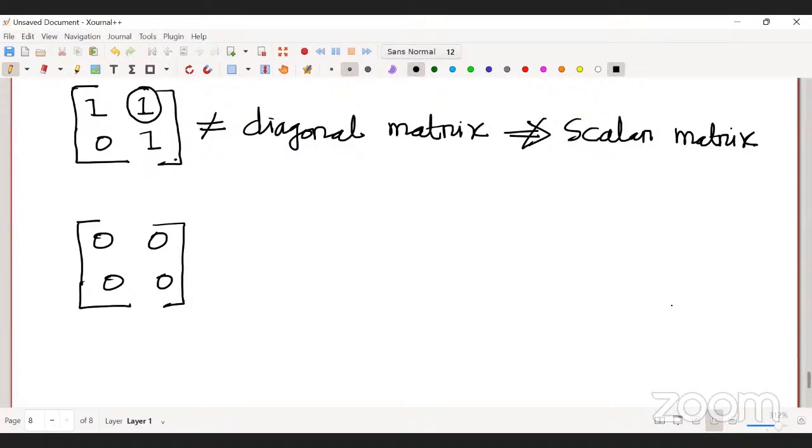Yes, it is, because certainly this is a diagonal matrix, and as you can see, all the entries in the diagonal, they are basically same, 0. Okay, so here you have 0, here you have 0. This is a diagonal matrix, and all the diagonal entries of that matrix are basically 0. So this is also a scalar matrix.